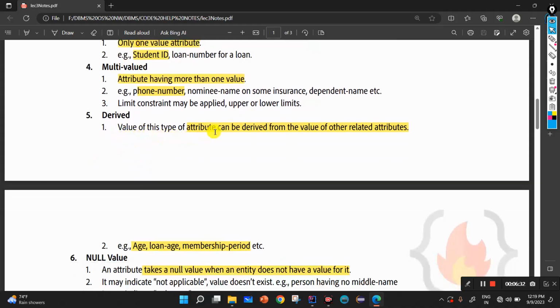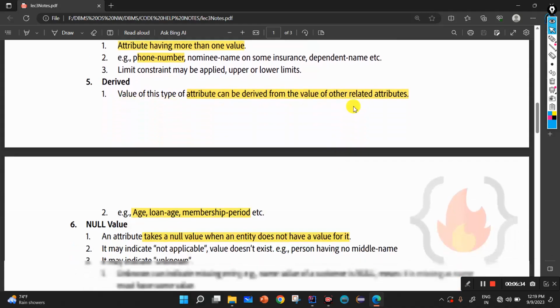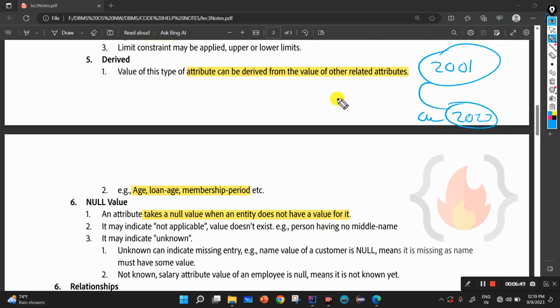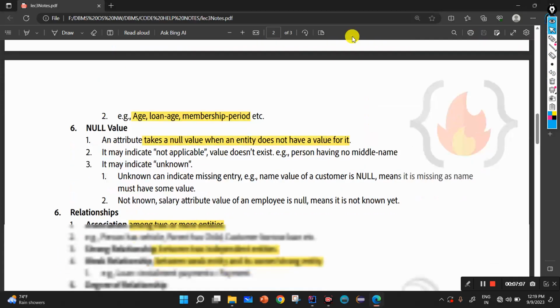Derived means the value of this type of attribute can be derived from the value of other related attributes. Like age can be a derived attribute. If someone tells you they were born in 2001, you can calculate, with the current year being 2023, the age as 22. Got the point? Age is a derived attribute. These things come under derived attributes, when you can derive them by calculation.